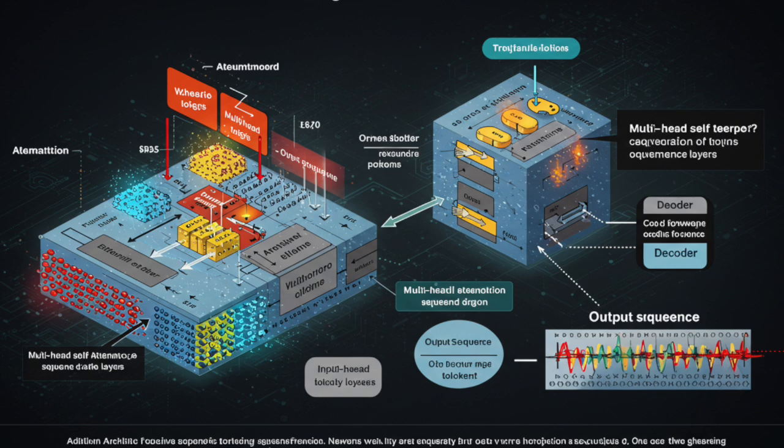Not at all. Bank might mean riverbank or financial bank. The vector is the same initially. The whole point of the rest of the network is to let these vectors interact and soak in that context. Okay, so context comes later.